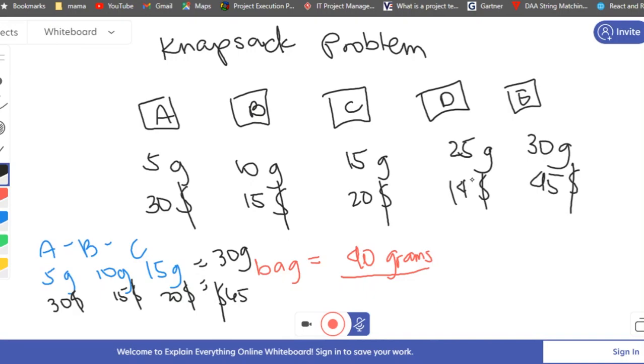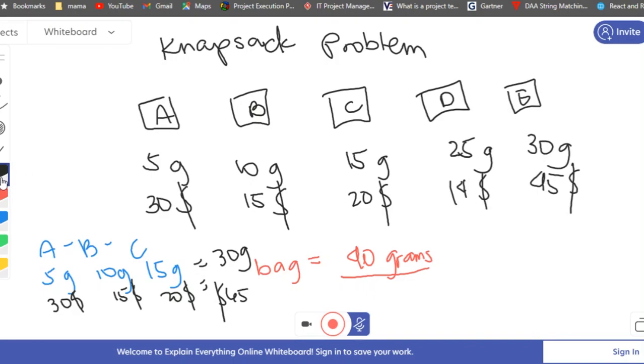Pero kung idadagdag pa natin si item D, which is the 25 grams, 30 plus 25 equals 55. So, hindi na natin ma-include si D. Kasi hanggang 40 grams lang yung limit ng bag. So, we have to consider other items.